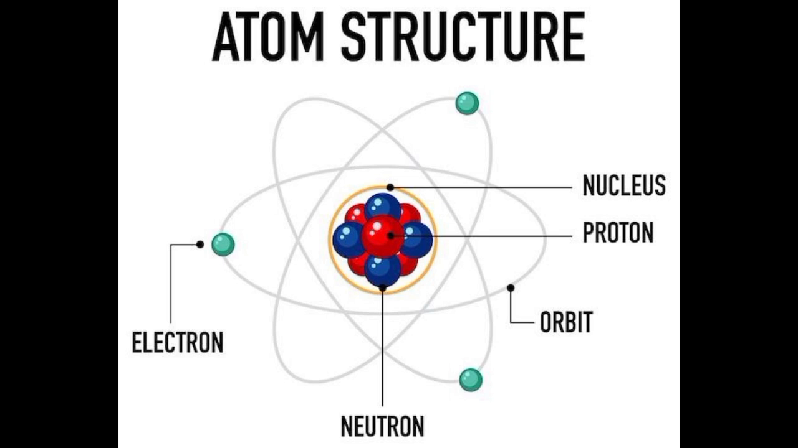2. We have the neutron. Its symbol is N raised to power naught. Its charge is 0 and its mass is 1. It is also found in the nucleus. Then we have the electron, whose symbol is E with a negative sign on the top. Its charge is -1. Its mass is 0.0005, that is 5 times 10 raised to power -4, and it is found outside the nucleus.